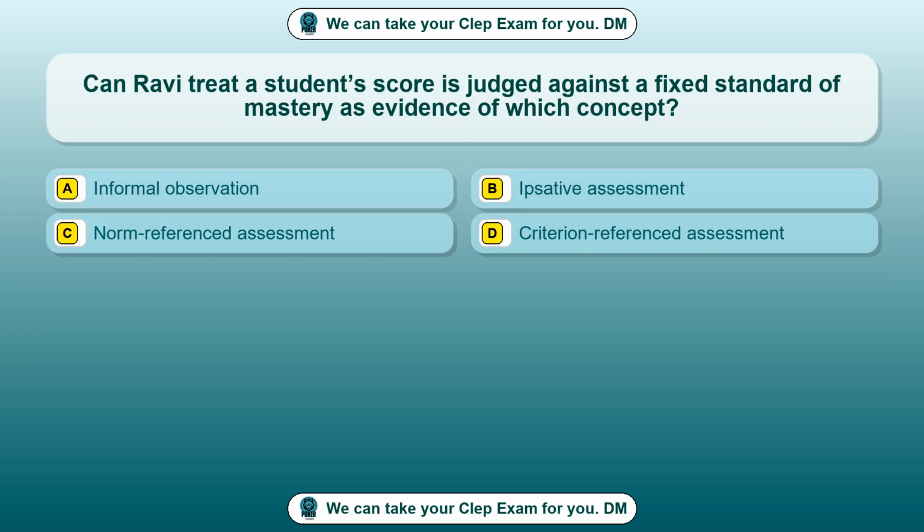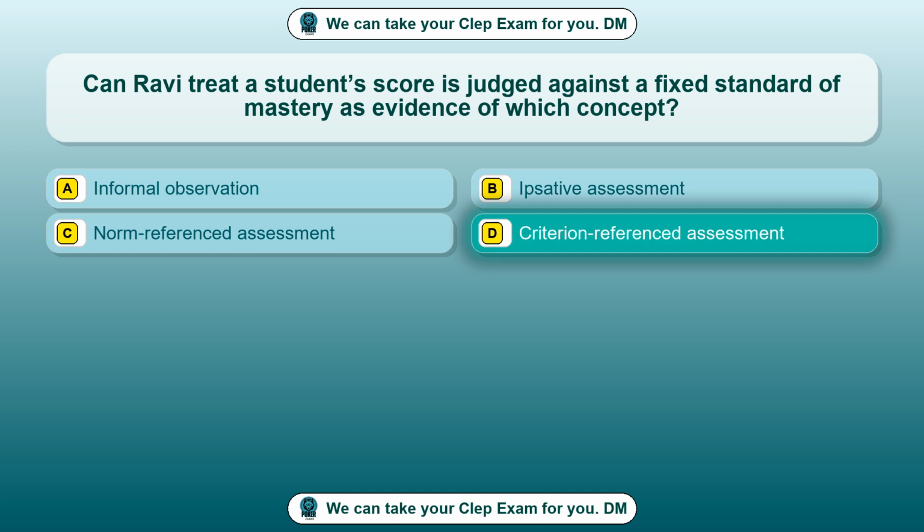Question 54. Can Ravi treat a student's score judged against a fixed standard of mastery as evidence of which concept? Option A, informal observation. Option B, ipsative assessment. Option C, norm-referenced assessment. Option D, criterion-referenced assessment.